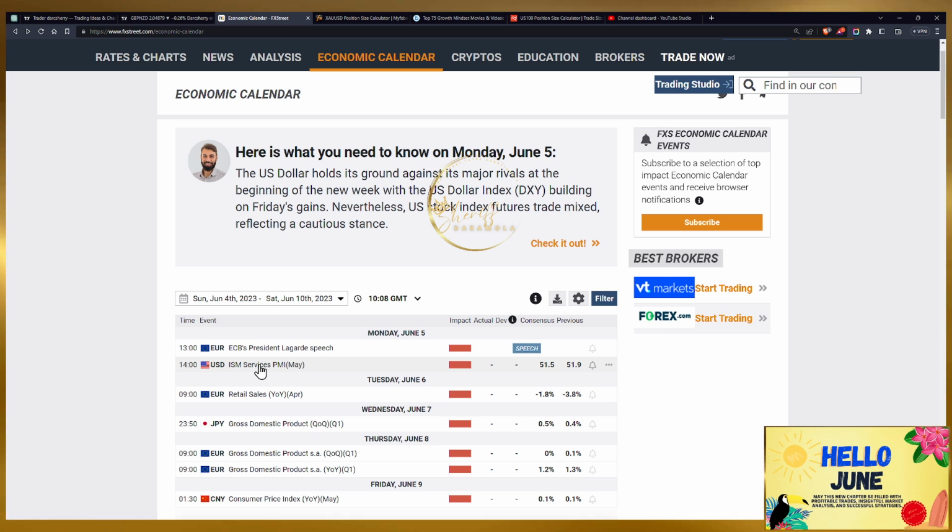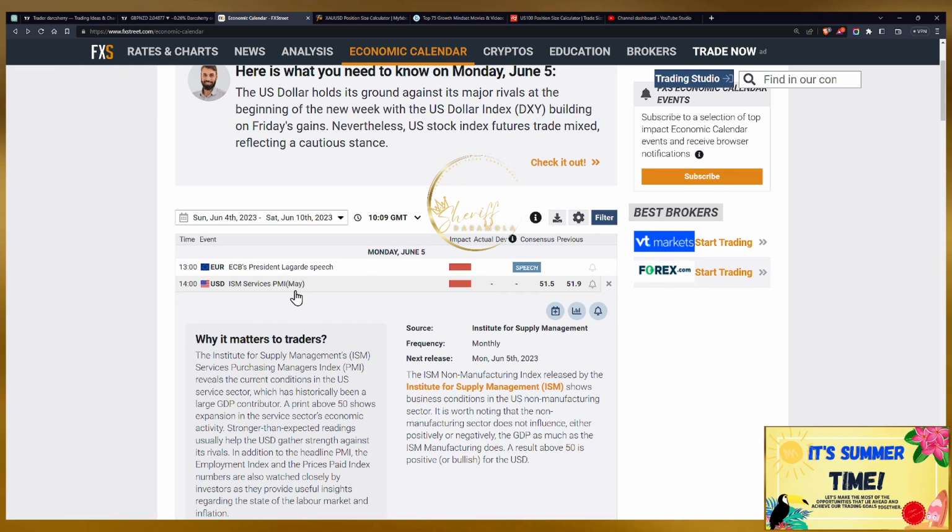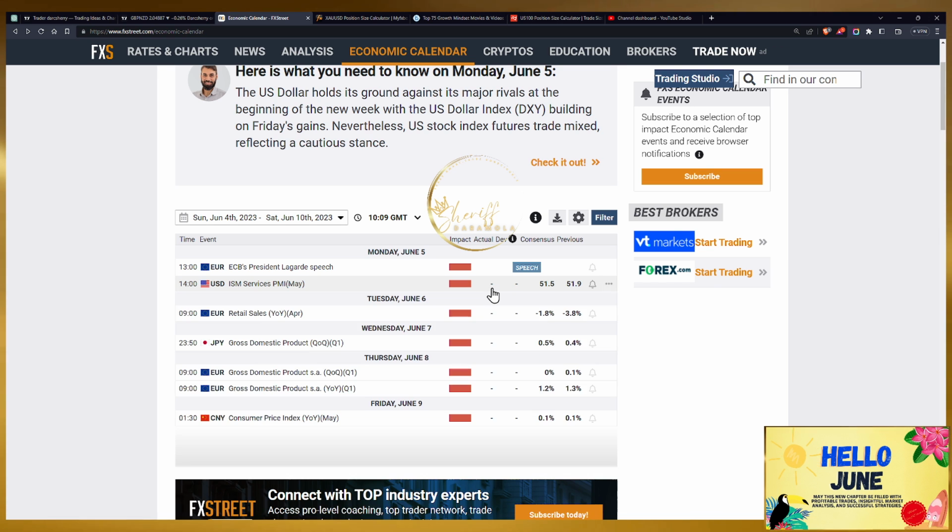The first high impact event coming in for this week is coming in about 2-3 hours from now, and that is the ISM Services PMI, which is coming from the US docket. The ISM non-manufacturing index is released by the Institute for Supply Management, and it shows us the business condition in the US non-manufacturing sector. This is a very high impact event, and a result above 50 is considered to be a positive signal for the US dollar, while anything below 50 is considered to be a negative signal.